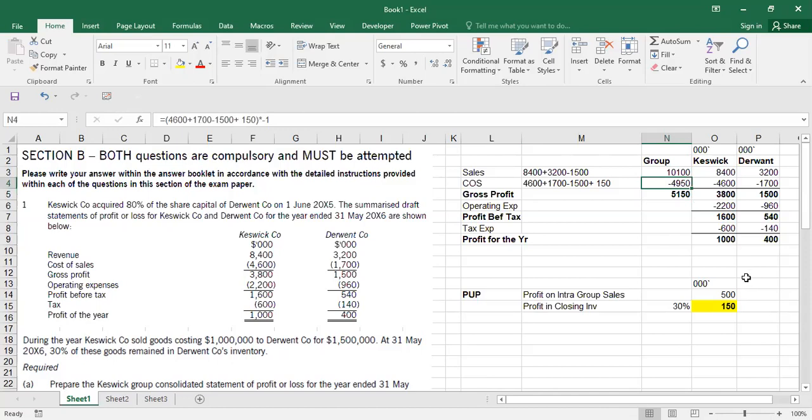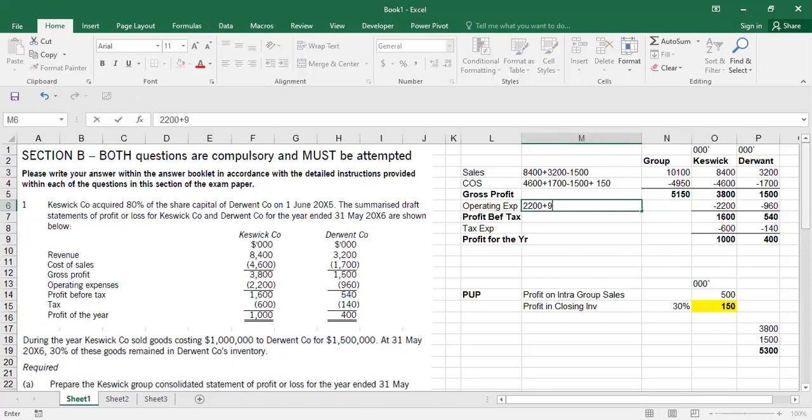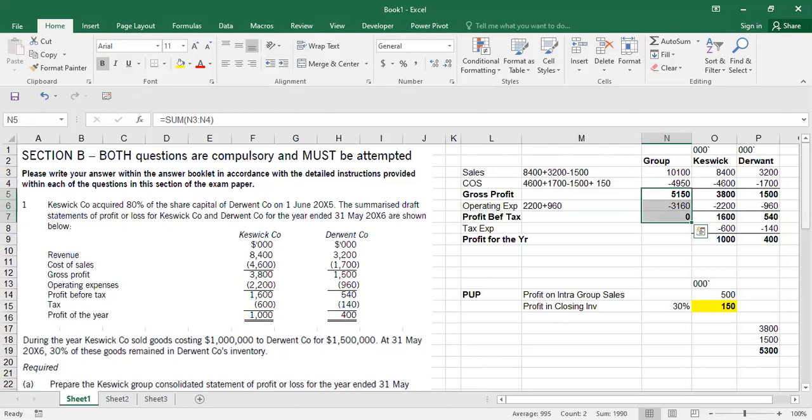And you can check it before you move forward. In such a simple question, you can check. If you check your individual profits, 3800 and 1500, if you make a total of individuals, it should be 5300, and 5300 minus 150 is 5150. So you are correct here. Then what you need to do, you'll just copy paste this thing here. Then you have operating expenses, which will be minus 2200. So I will do it like this. It is 2200 plus 960. It's the same number, there is no need to make any adjustment here. And you make a total, your group profit is now 1900.